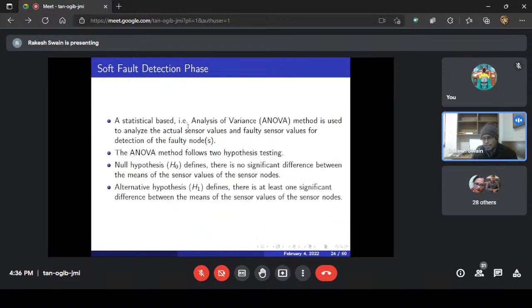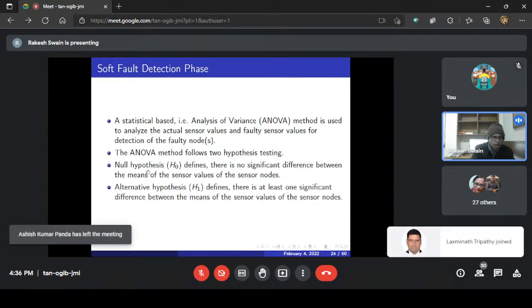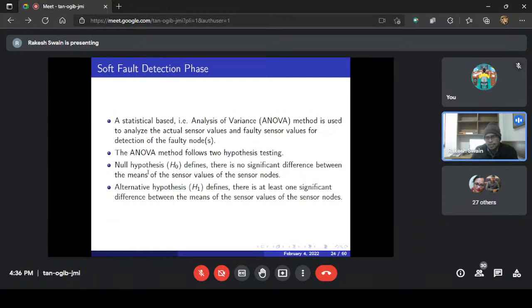Then for the short fault here, a statistics-based mechanism is used, that is the analysis of variance, which has two hypotheses. I am not discussing the detail here, I am just telling the two hypotheses. What are the null hypothesis and the alternative hypothesis? Basically, the null hypothesis tests whether there is no significant difference between the means of the sensor values of the sensor nodes. The alternative hypothesis tests whether there is at least one significant difference between the means of the sensor nodes.